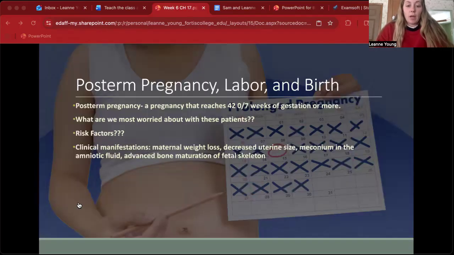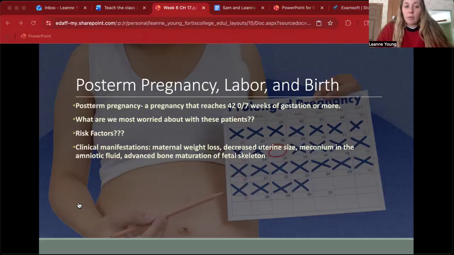Okay, moving on. We're going to talk now about postterm pregnancy, labor, and birth. So, postterm pregnancy is a pregnancy that reaches 42 weeks of gestation or more. What are we most worried about with these patients? Think about it. They've been pregnant for a long time. Is that placenta going to be functioning at its normal capacity? No, we're worried about placental deficiency because at the time when we get to that far along, we're worried about lower estrogen production. Okay, so we're worried about placental deficiency.